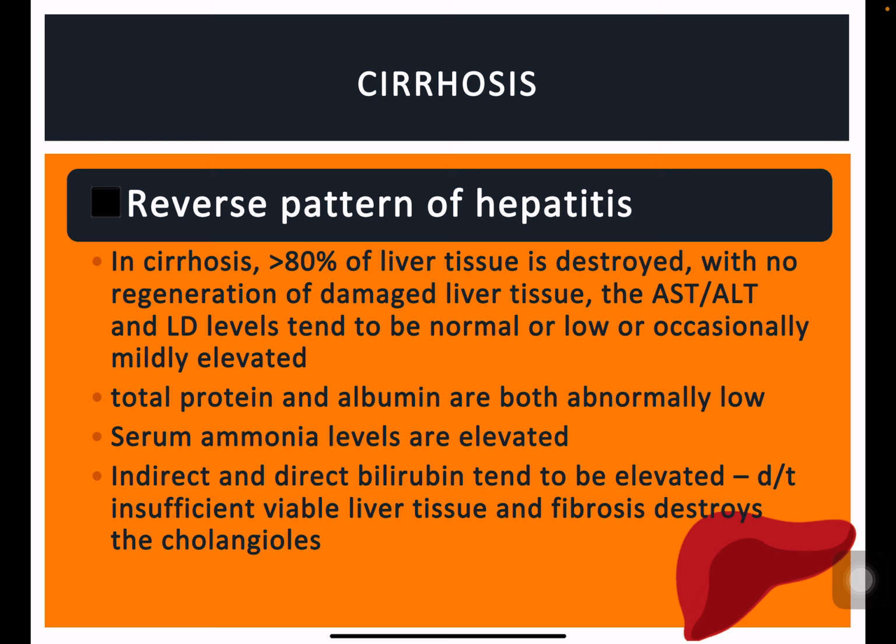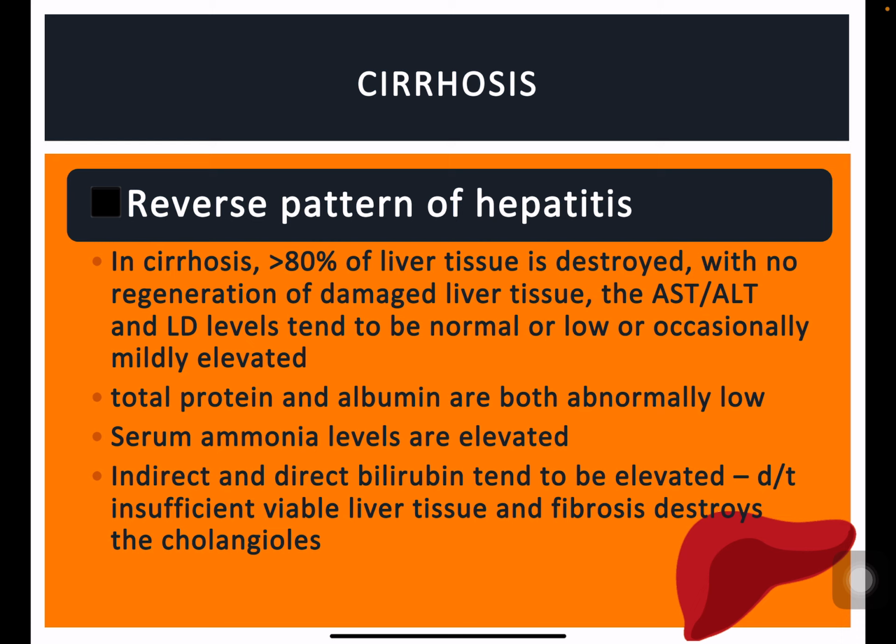So in cirrhosis, since more than 80% of the liver tissue is destroyed, and there is no regeneration of damaged liver tissue due to fibrosis, the AST and ALT and lactate dehydrogenase levels tend to be normal or low, or occasionally just mildly elevated. And the total protein and albumin are both abnormally low, and the serum ammonia levels are elevated because, again, the enzymes in the urea or Krebs cycle are not present anymore, and that's why ammonia cannot be converted to the non-toxic form urea.